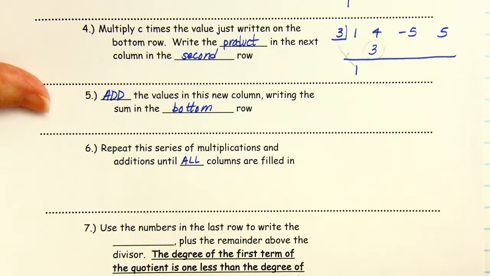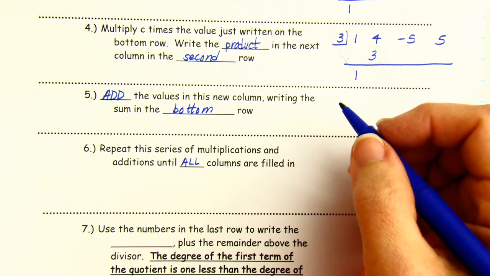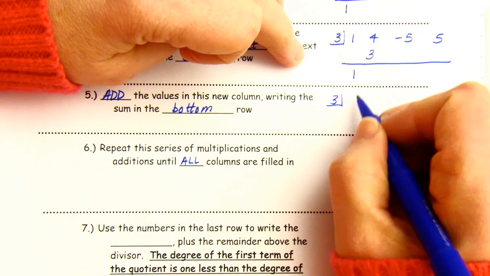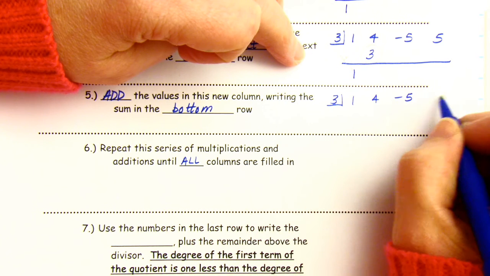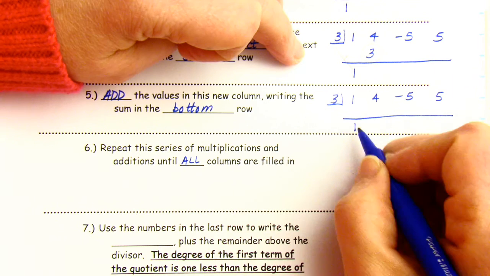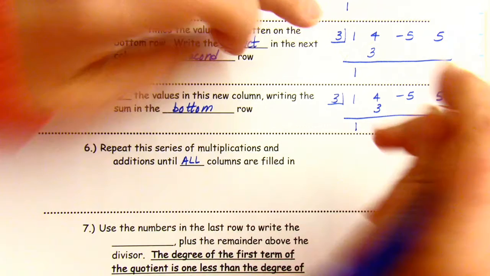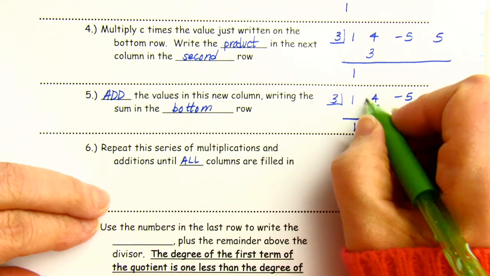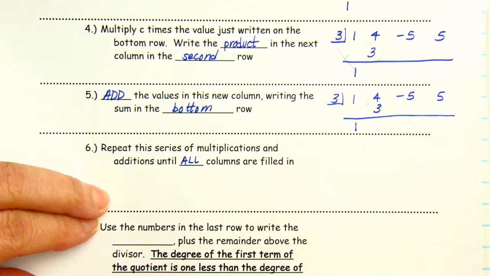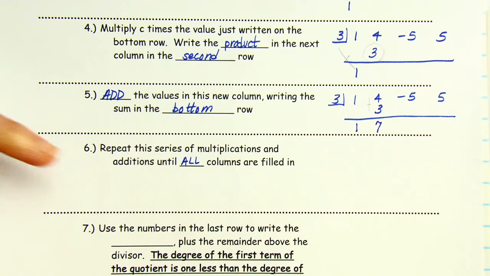All right? Well, let's pretend we're starting from scratch. Check the arrangement. Check for any missing terms. Identify your c value. Write your coefficients. 1, 4, -5, 5. Do your tally bar. Drop down. 1 times 3 is 3. Product goes here, right? On the diagonal, that's your product. Straight up and down, almost looks like you are making an addition symbol. Okay, so you add. 4 and 3 is 7. And then this part here says, repeat this series of multiplications and additions until all the columns are filled in.